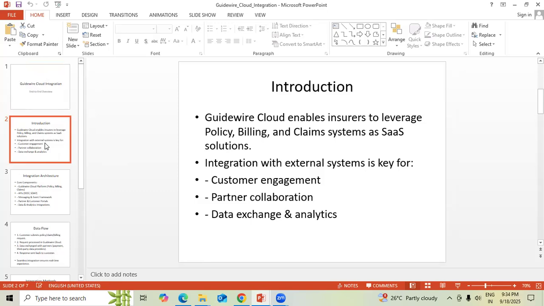Internal systems means it can be policy center to billing, policy center to claims, claims to billing, claims to policy center, billing to policy center, billing to claims. This is all internal applications.